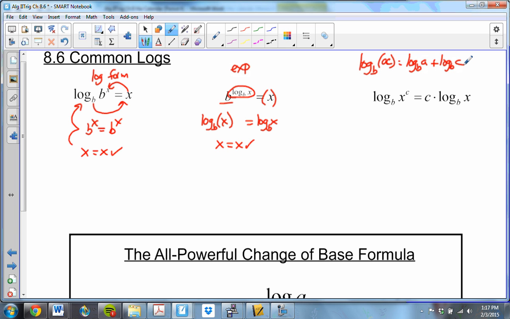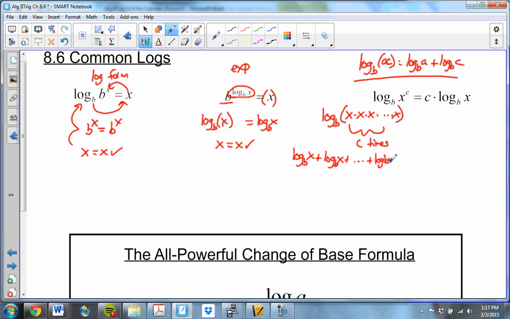But log base b of x to the c is really the same as log base b of x times x times x, c times. That's what x to the c means, x times x times x, c times. But then based on this property, that's really just log base b of x plus log base b of x plus log base b of x, c times. And if you add something up over and over and over, you're really multiplying, so it's c times log base b of x, which is that up there. So that's where those properties come from.